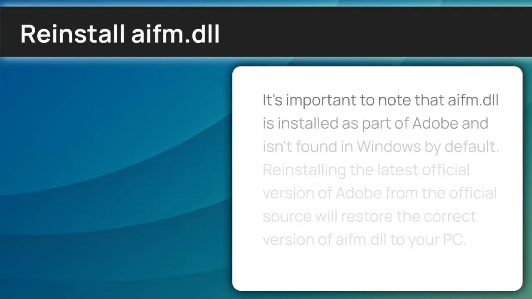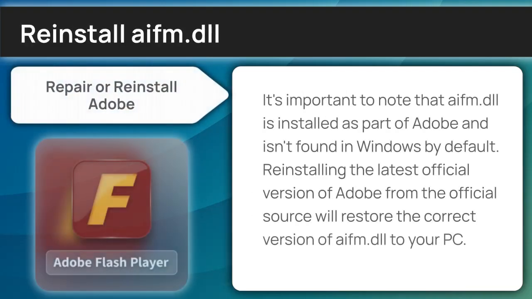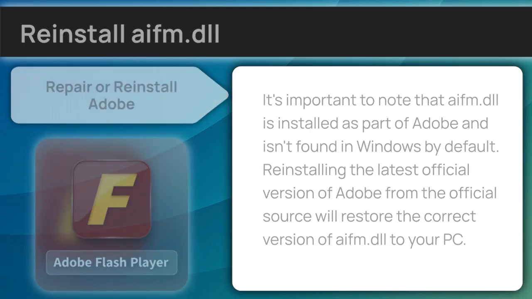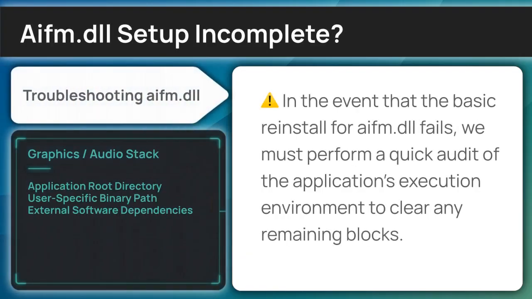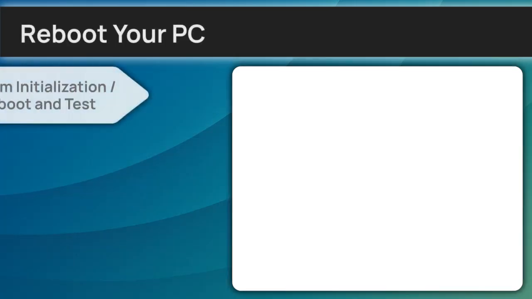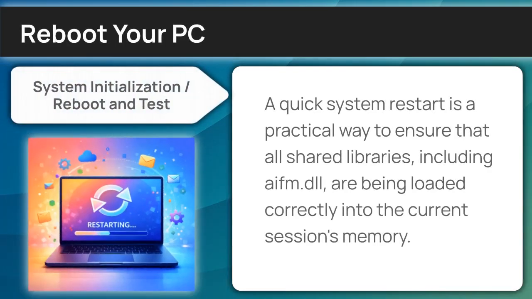It's important to note that Aifm Library DLL is installed as part of Adobe and isn't found in Windows by default. Reinstalling the latest official version of Adobe from the official source will restore the correct version of Aifm Library to your PC. If the installer was unable to bridge the gap, we will move to phase 2 of our diagnostic to refresh the system's memory. A standard restart allows the Windows bootloader to rescan your system directories and potentially recognize an unregistered Aifm library component.